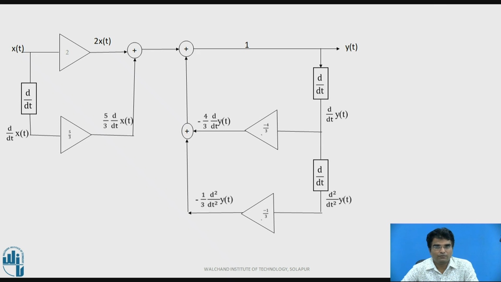Here at the output y of t, d by dt is fed back, and d by dt y of t is given to another constant multiplier, which has the value minus 4 by 3, and the result is again given to the summation. Next, d square by dt square y of t is given to the constant multiplier which has the constant value of minus 1 by 3. Then it produces the output, which is again given to the summation, and the resultant output is given to the second summation, which produces the output y of t.